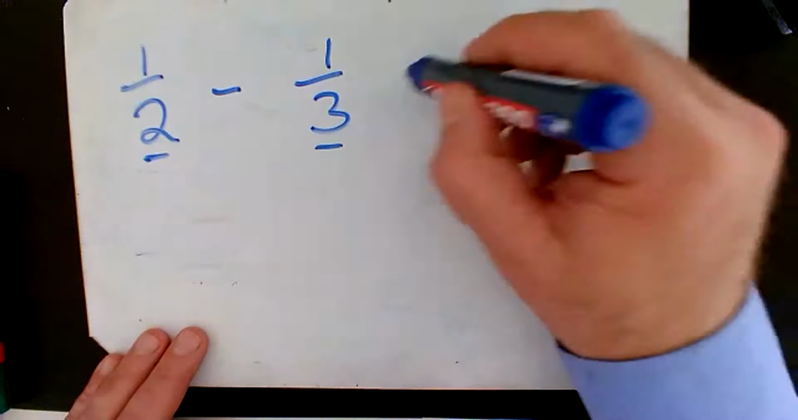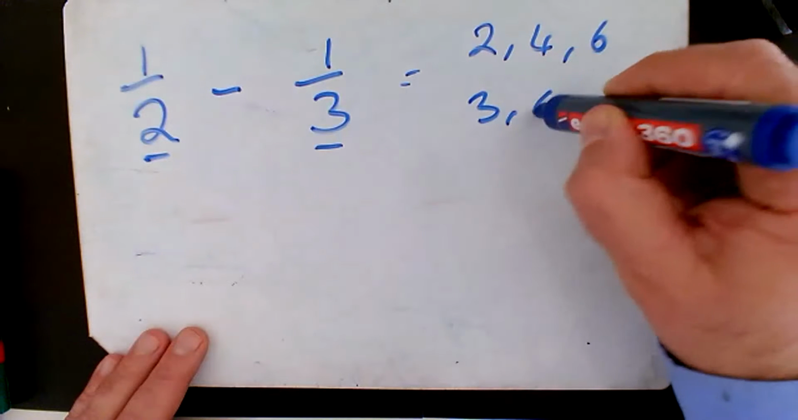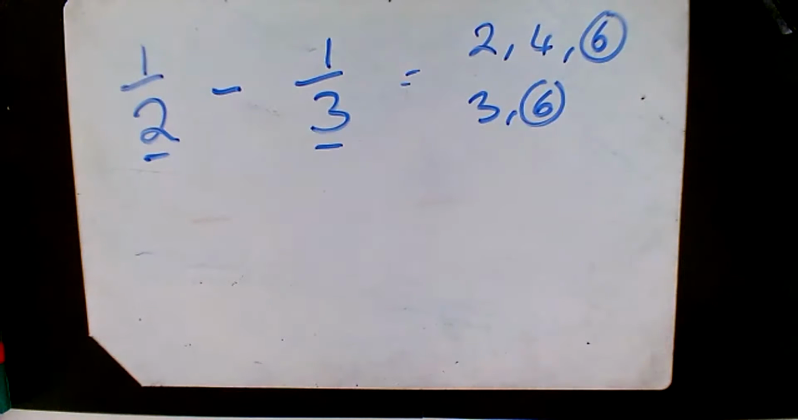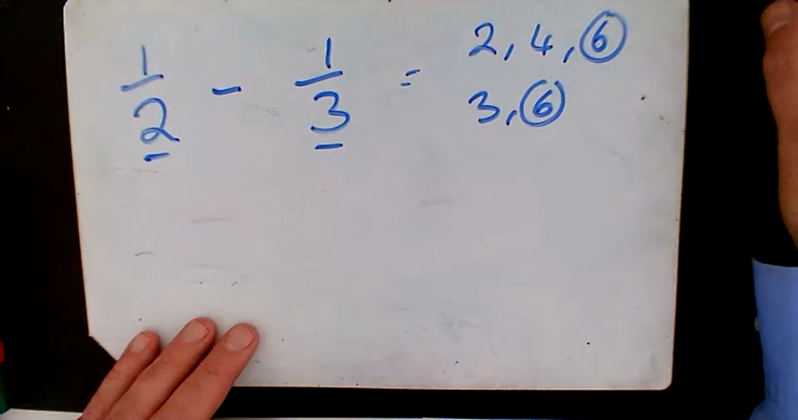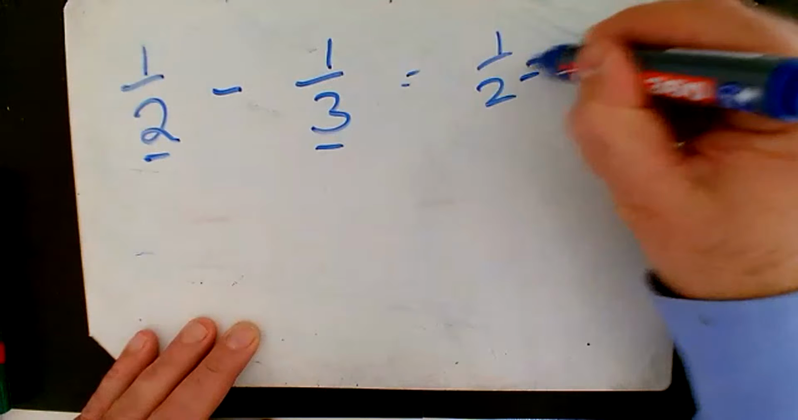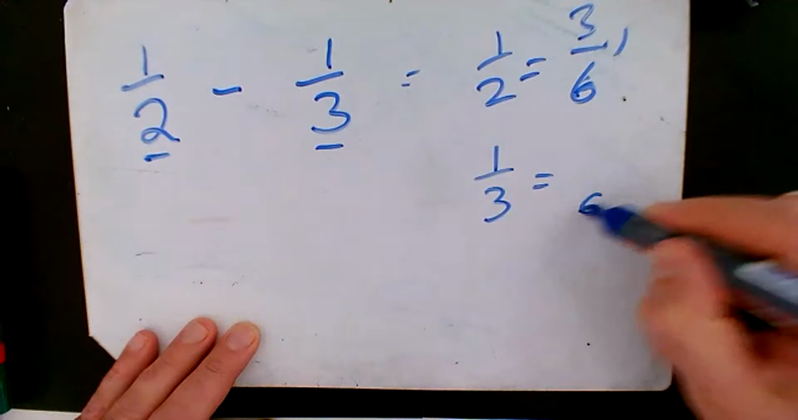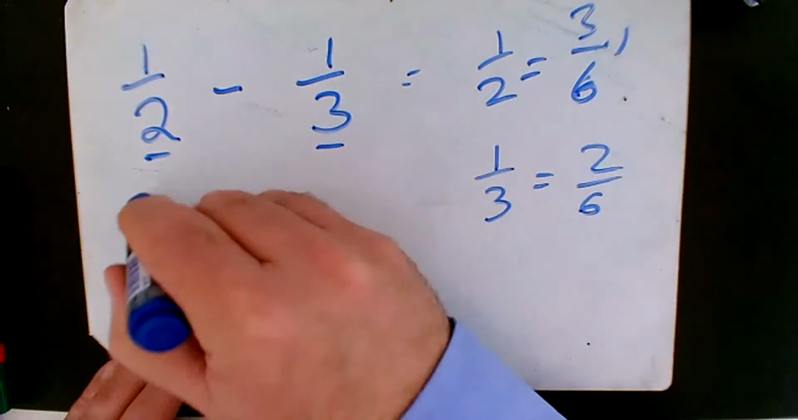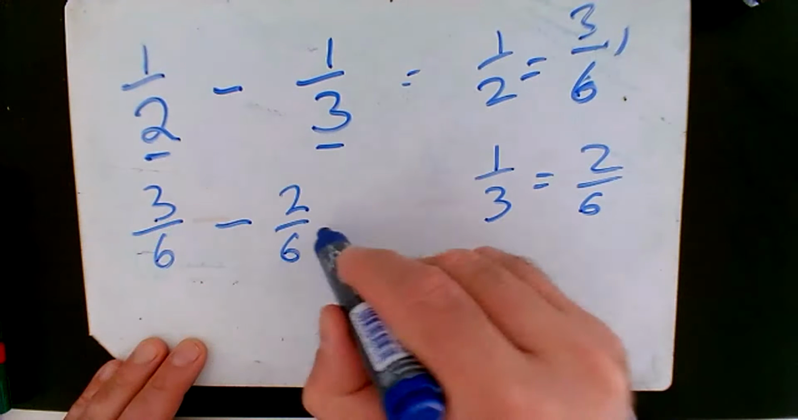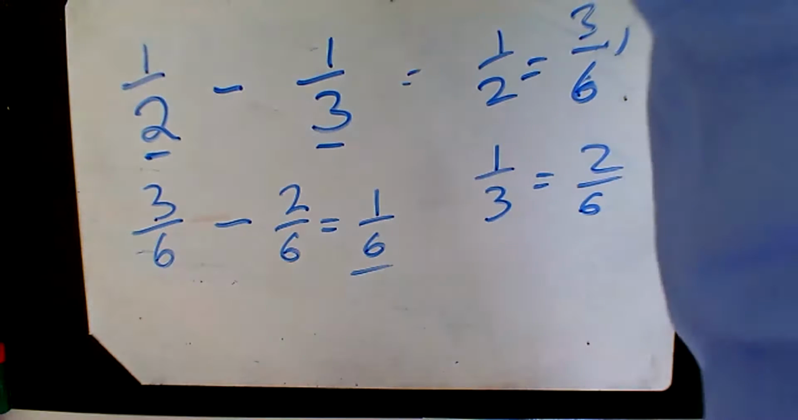So both of them go into 6, don't they? 6 is the lowest common multiple. Right, so 1/2 equals how many sixths? That's 3 sixths. 1/3 equals how many sixths? 2 sixths. So it becomes 3 sixths minus 2 sixths equals 1 sixth, and 1 sixth is our answer.